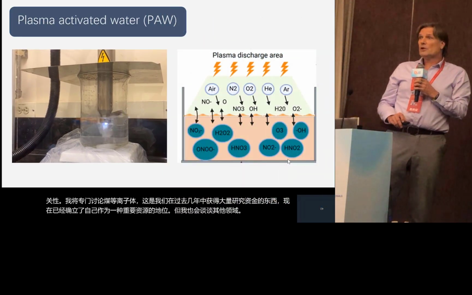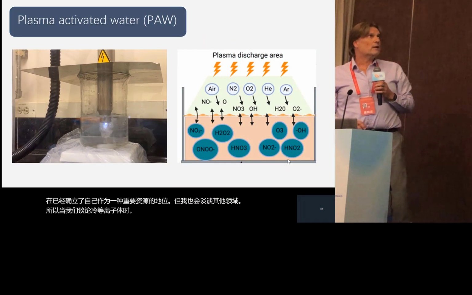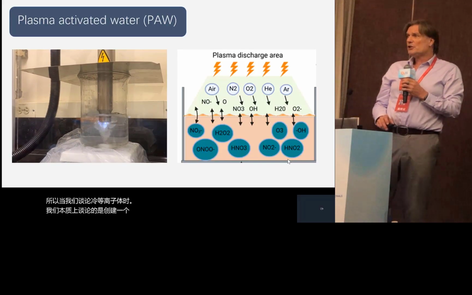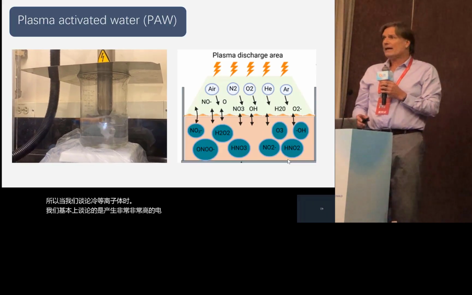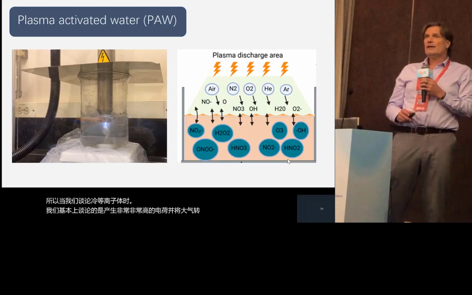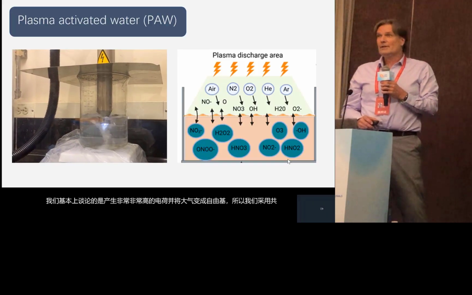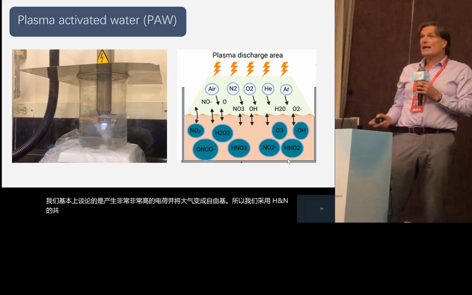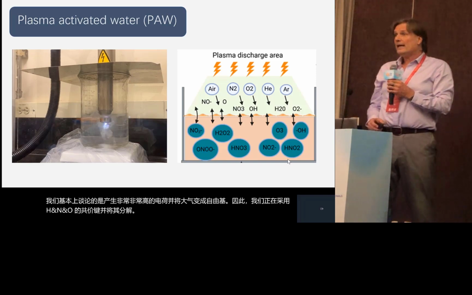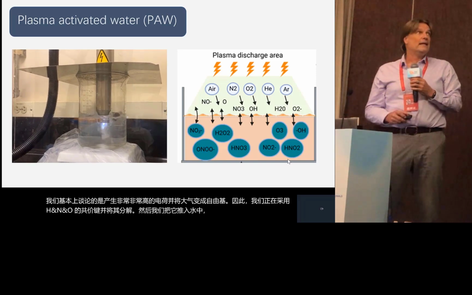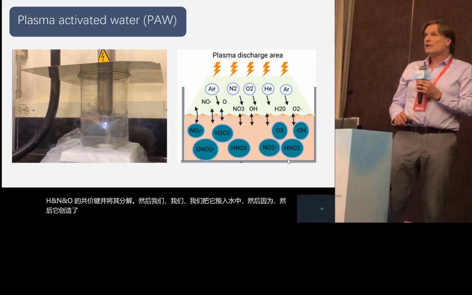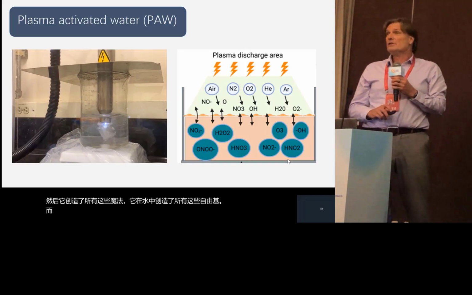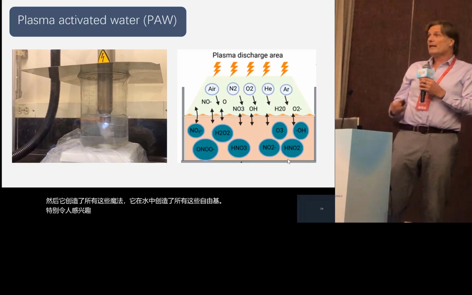So when we talk about cold plasma, we talk essentially about creating a very, very high electric charge and turning atmospheric air into radicals. So we are taking the covalent bonds of H and N and O, and we are breaking it apart, and then we are pushing it into water, and then it creates all this magic. It creates all these radicals in the water, and the one that is of particular interest is nitrate. Okay, but we also get hydrogen peroxide.